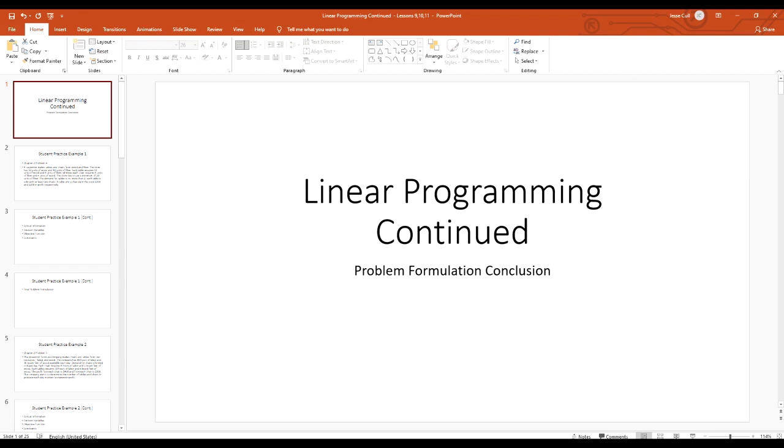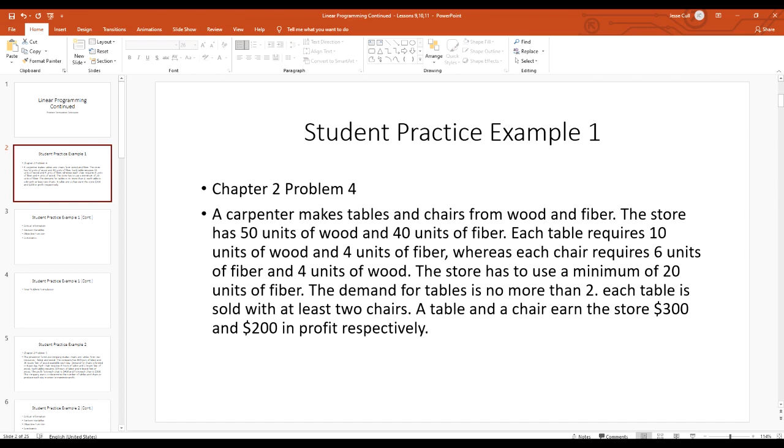So, to begin, let's look at our homework questions from last time. The first one, Chapter 2, Problem 4 from the textbook. A carpenter makes tables and chairs from wood and fiber. The store has 50 units of wood and 40 units of fiber. Each table requires 10 units of wood and 4 units of fiber, whereas each chair requires 6 units of fiber and 4 units of wood.